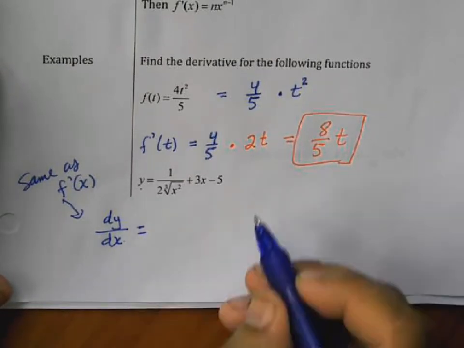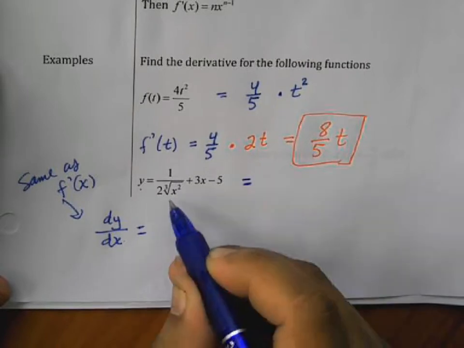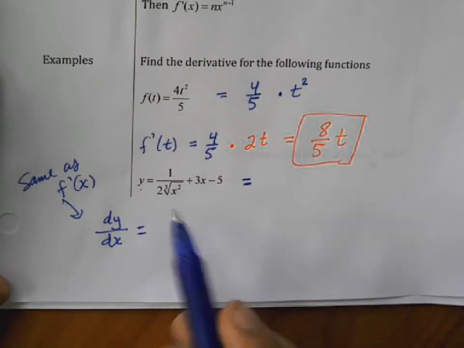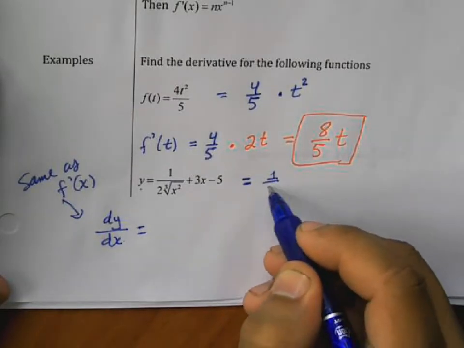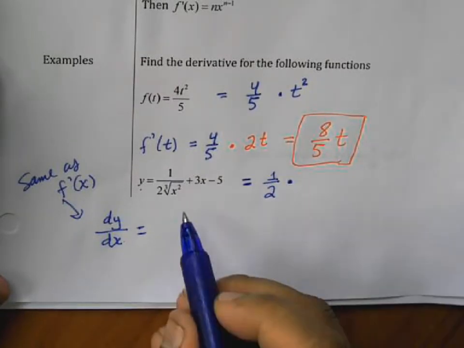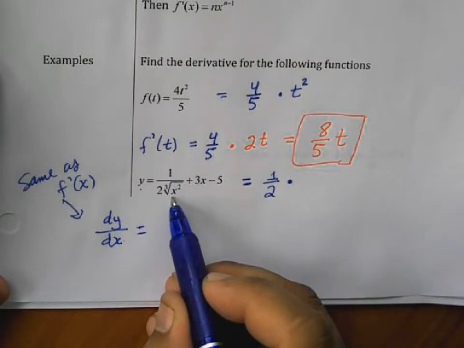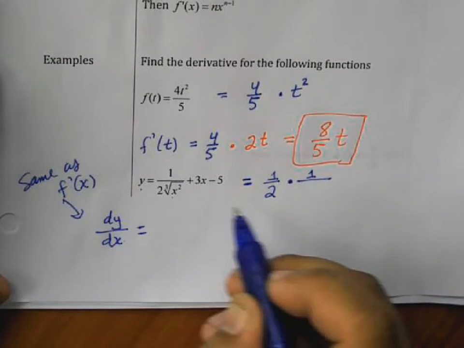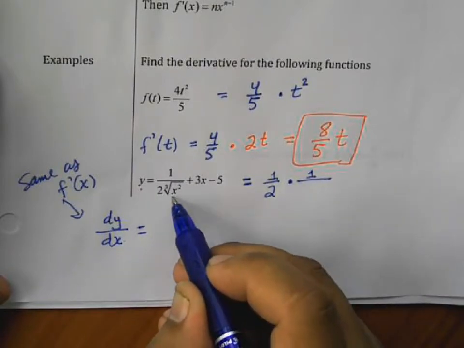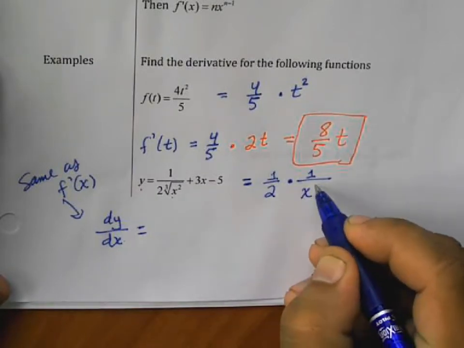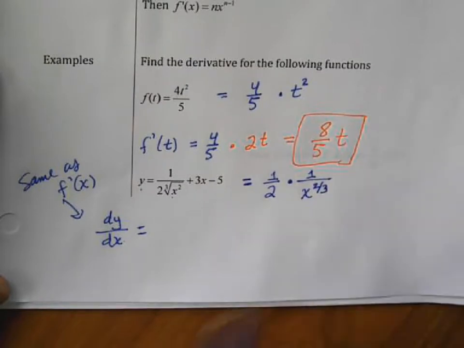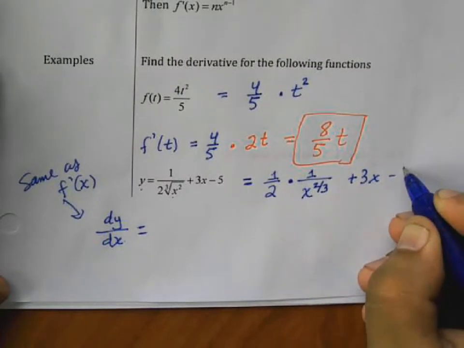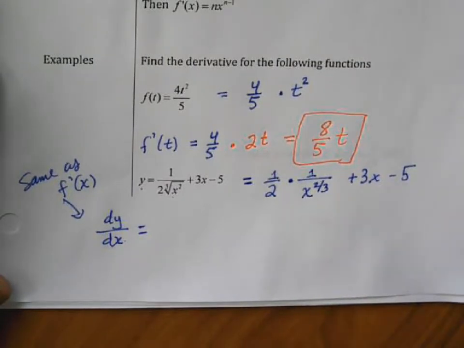But before I find the derivative, I'm actually going to simplify this function a little bit, or at least rewrite it a little bit differently. So this first part here is really 1/2 times, and this is the cube root of x squared, all over 1, of course, because that's in the denominator. So that's the equivalent of x to the 2/3. Okay. Plus 3x minus 5.